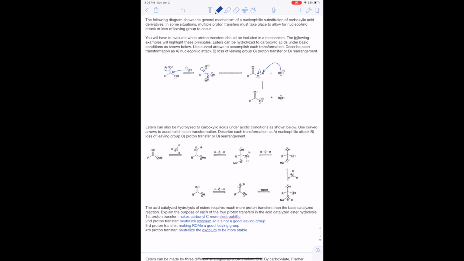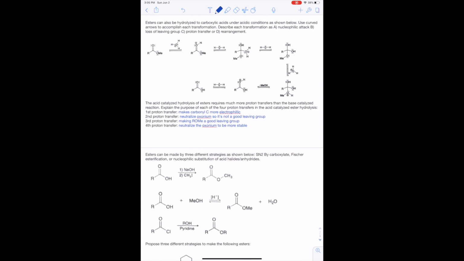Next, we will look at the curved arrow mechanism for the hydrolyzation of an ester under acidic conditions. The first step is a proton transfer. The second step is the nucleophilic attack of water, which will break the double bond. Next is another proton transfer.